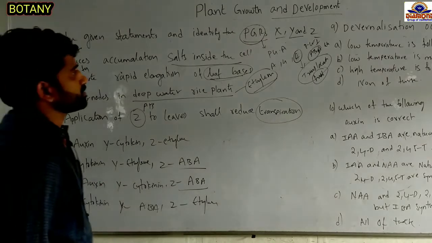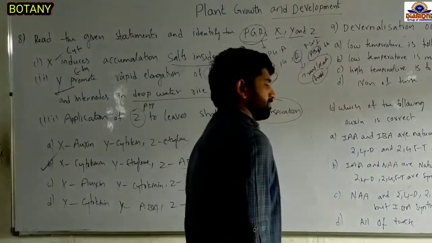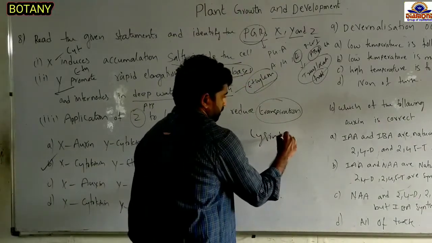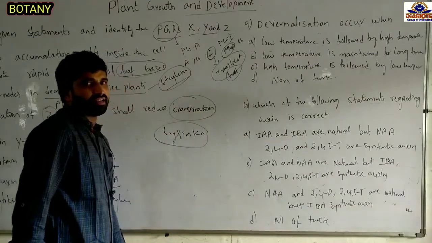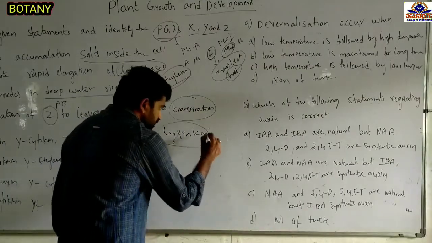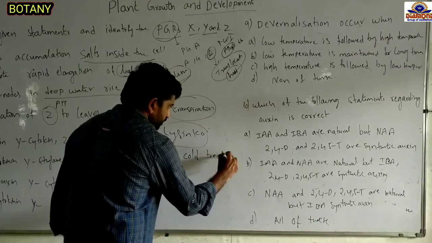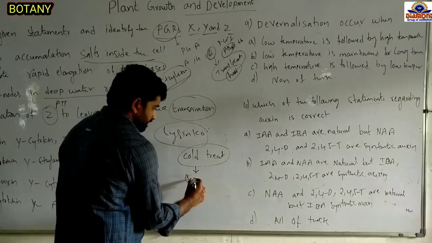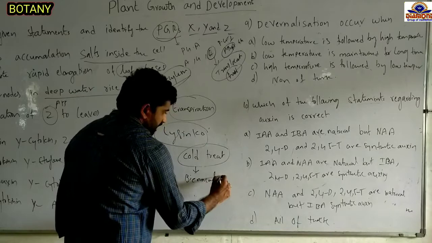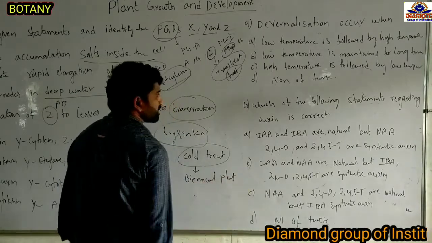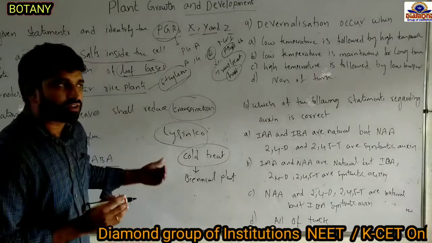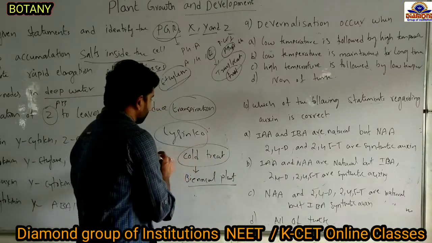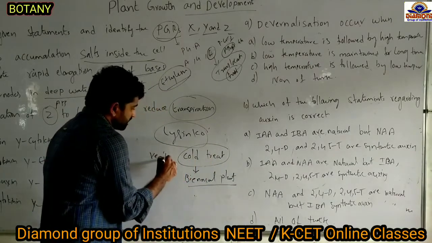And next one, devernalization occurs when. So here, vernalization is one of the mechanisms identified by Lysenko. It's also called cold treatment. By the process of this cold treatment, biennial plants can produce flowers before the second year. So by the process of vernalization, we can reduce the vegetative phase.